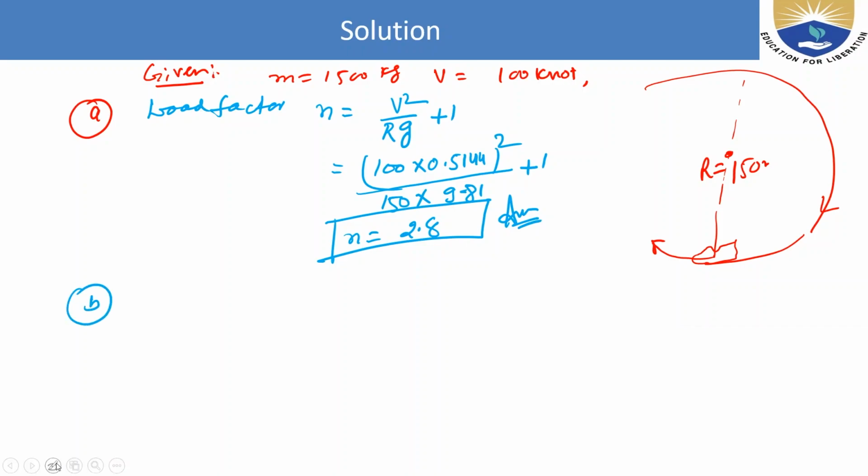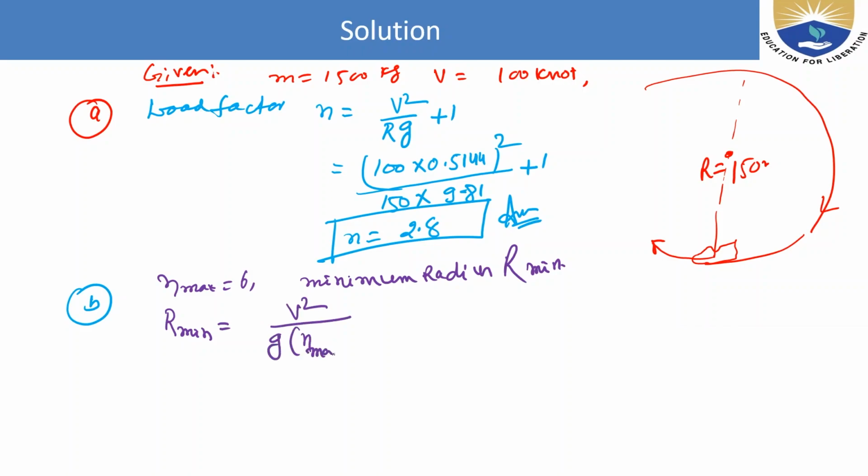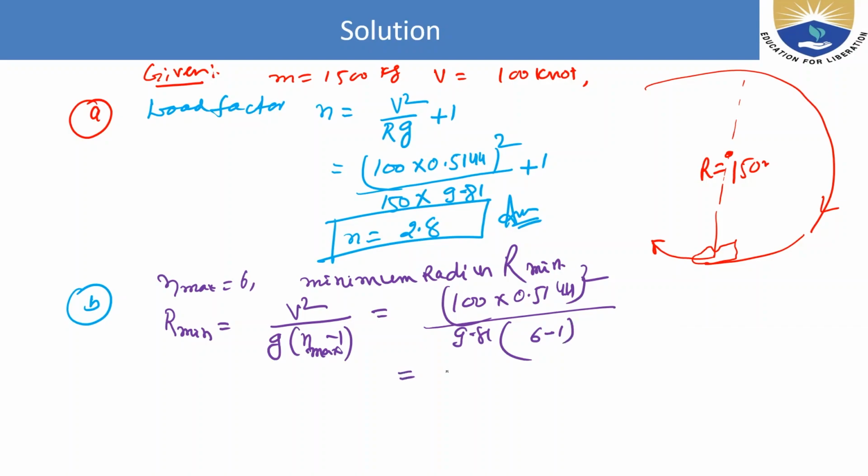Now, we will see problem number B. Next is, if the maximum load factor N max is given as 6, determine the minimum radius. So, minimum radius R minimum we have to find out, and we know the R minimum equation: R minimum is V square by G into N max minus 1. So, we have 100 into 0.5144 whole square divided by 9.81, N is given as 6, minus 1. So, you will get the minimum radius is 54 meter. So, this is the R minimum, 54 meter. This is the answer for B.